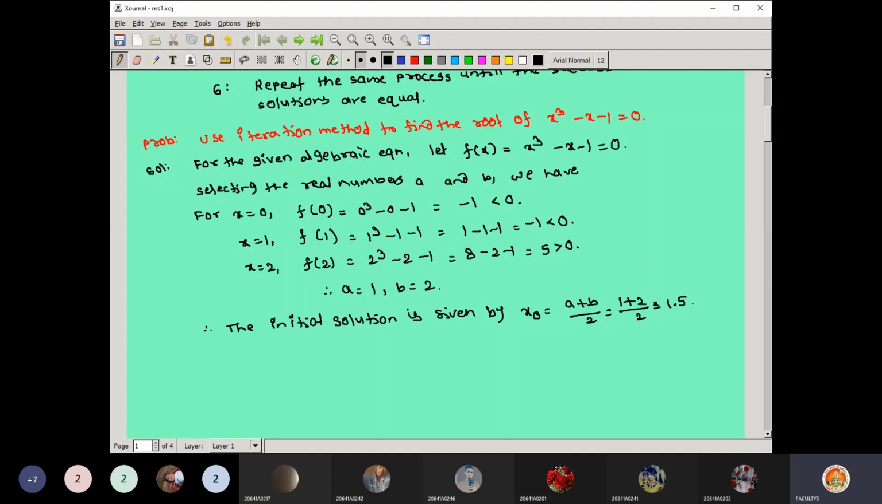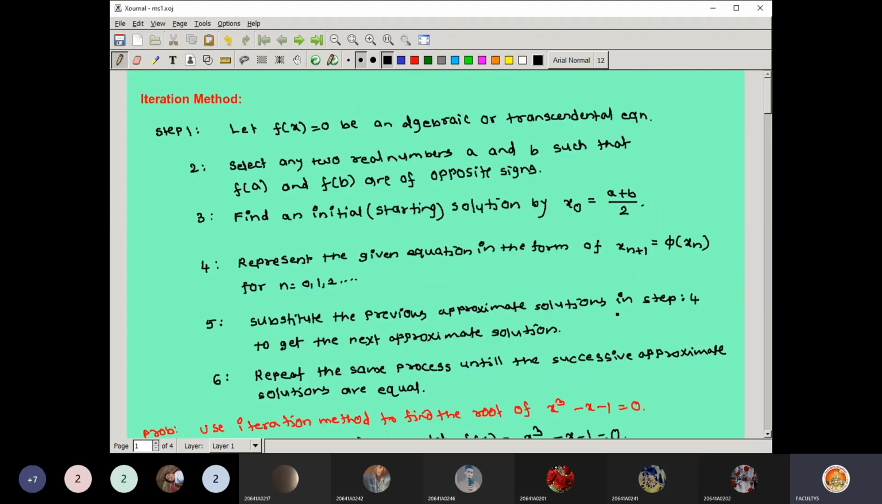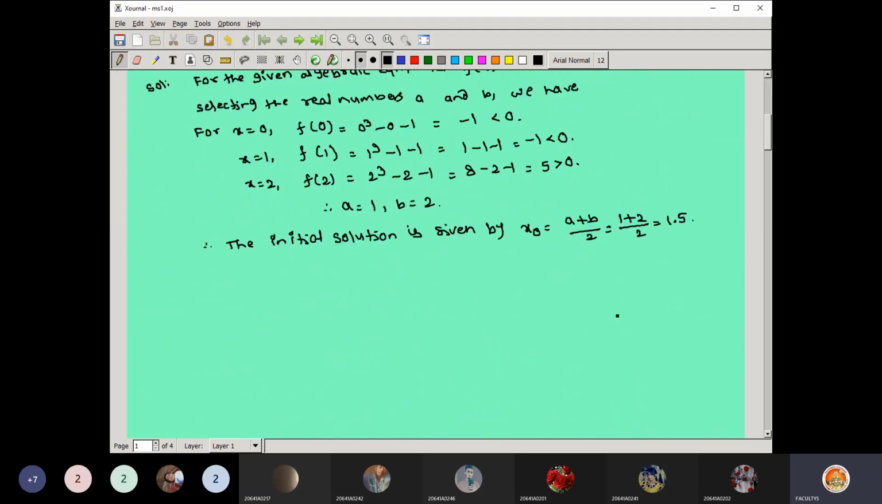Only you are calculating the first solution. Now you are going to create, as per the procedure, the form x_{n+1} equal to phi of x_n. So in order to get that particular form, I am just considering like this.